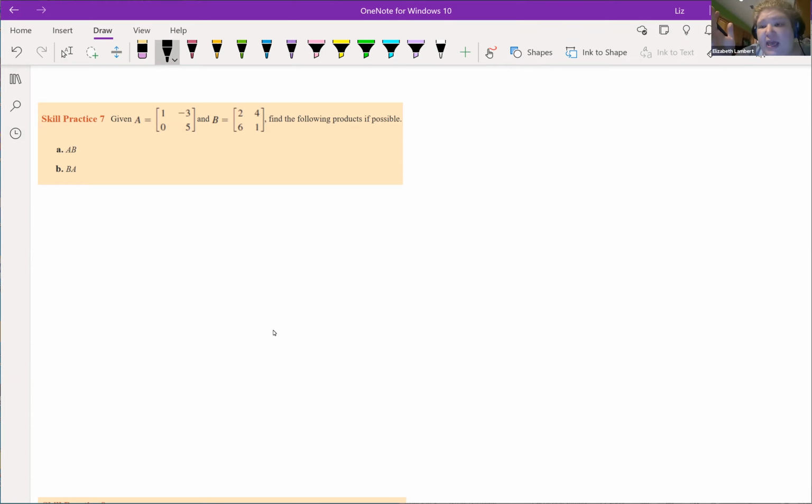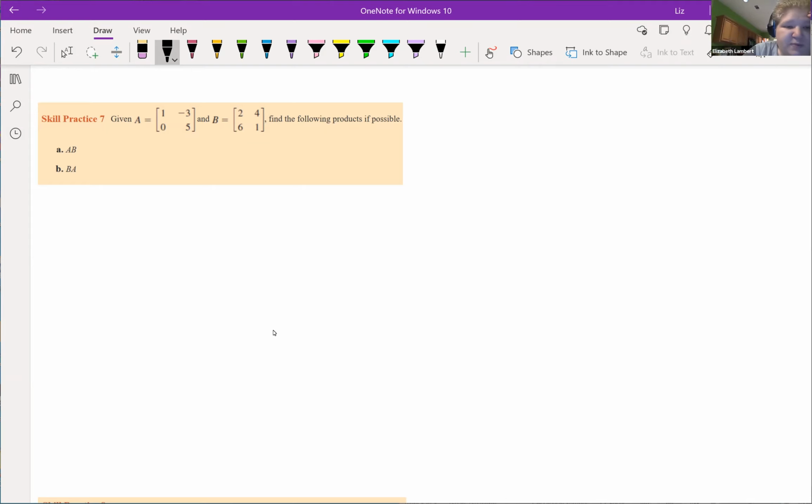And the special case, when they multiply to give you the identity matrix, the diagonal of ones with the zeros, then we call those multiplicative inverses as long as it's true both ways. So let's see what happens with AB and then with BA.